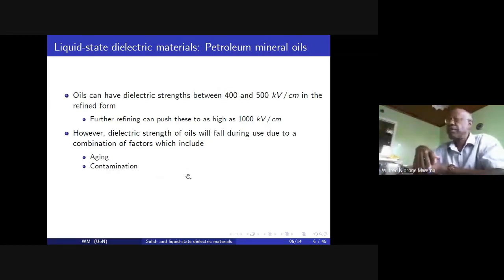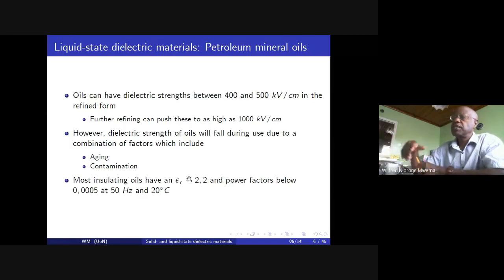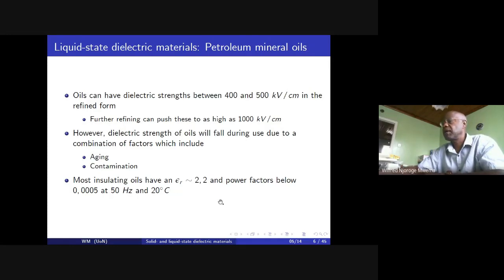Two, contamination, where we may have small pieces of metal particles or carbonated, we have some kind of carbon being formed, and this will contaminate the oil and therefore start to generate regions where it can start to form the conduction channels through the liquid. So most insulating oils will have an epsilon R of about 2.2 and power factors that are below 5 times 10 to the minus 4 at 50 Hz and 20 degrees C, which are the power frequency and normal ambient temperatures, but mainly in Europe.